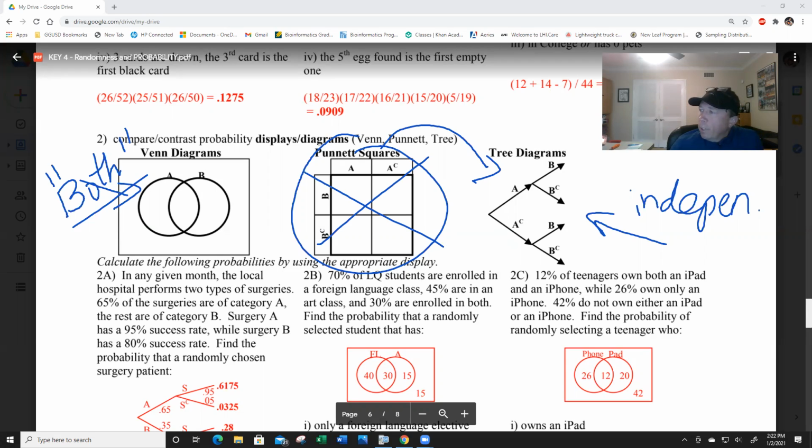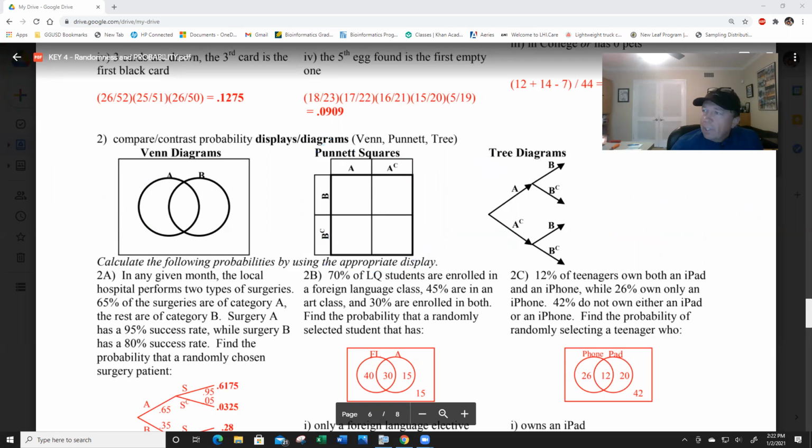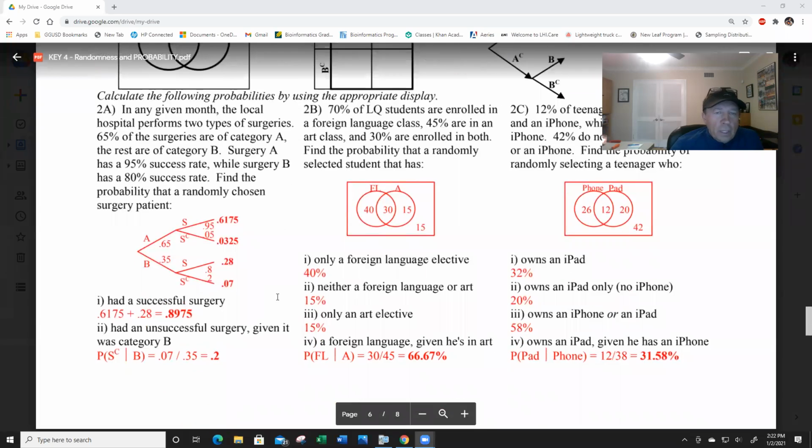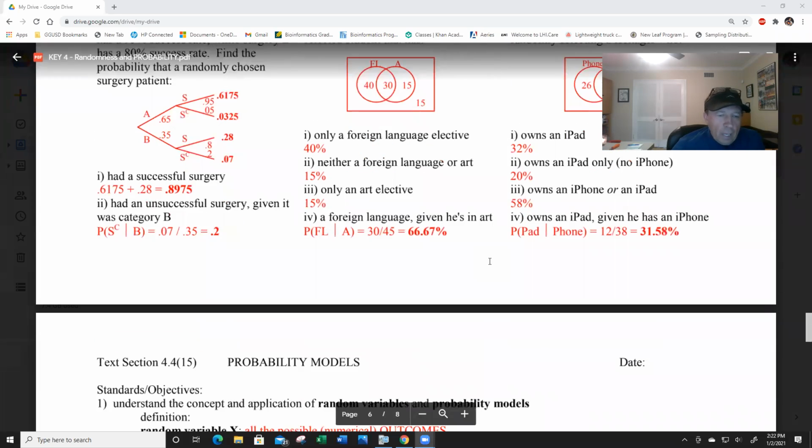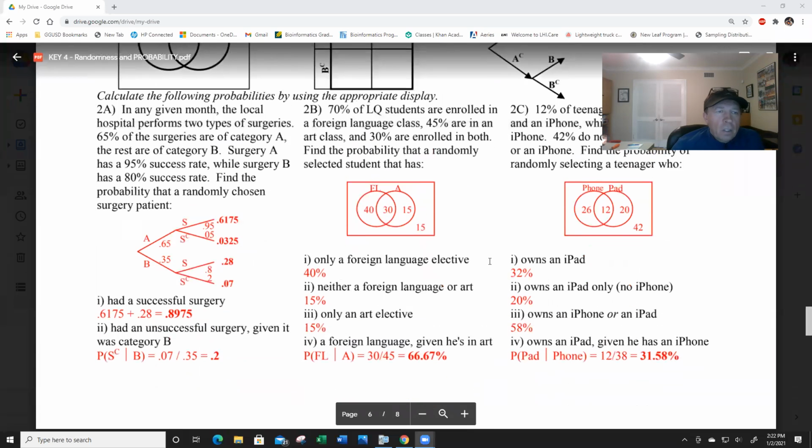Okay, so let's see what we're going to do here. All right, so let's look at 2A right now. In any given month, the local hospital performs 2 surgeries. 65% of the surgeries are A, and the rest are B, which is 35%. Surgery A has a 95% success rate, B is 80%. Find the probability that a randomly chosen patient.